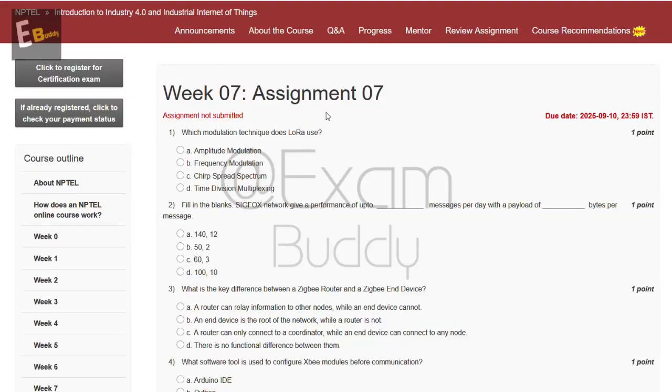Now let's do our assignment. Introduction to Industry 4.0 and Industrial Internet of Things, Week 7, Assignment 7. So the first question is, which modulation technique does LoRa use? So these are the options, and now let's check the answer of our first question.